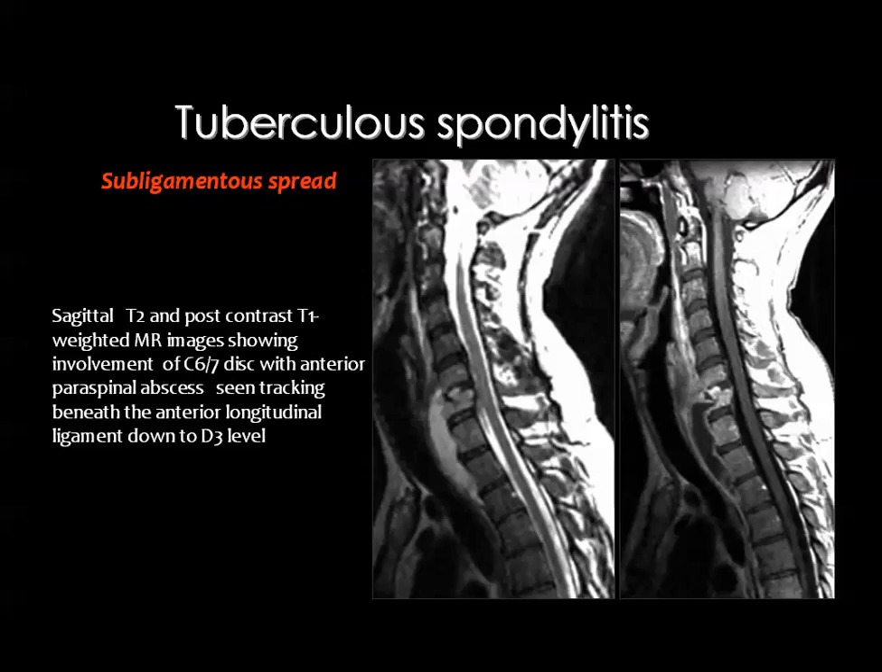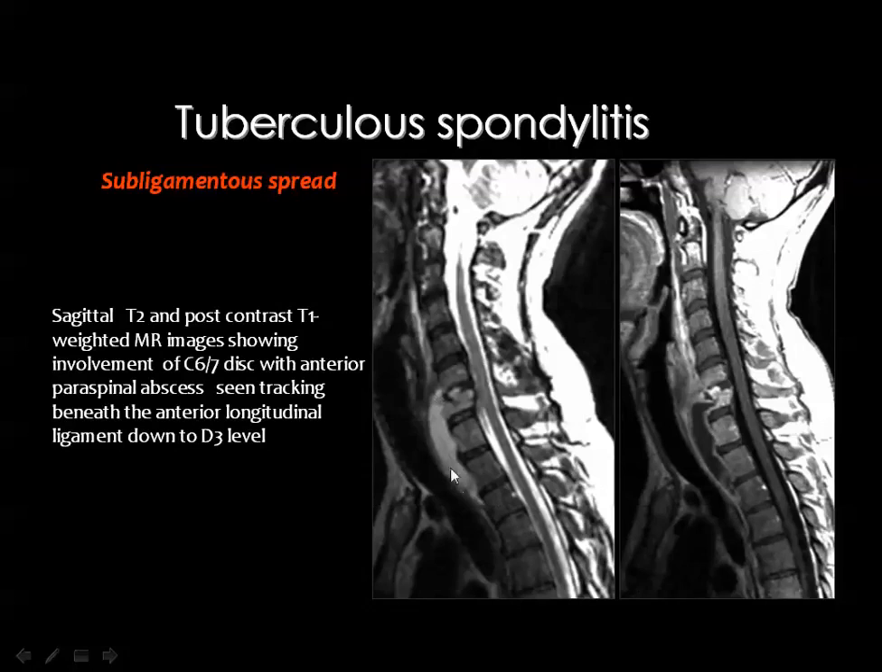Then one of the features of tuberculous spondylitis is the subligamentous spread of the inflammatory process. And here is a good example. There is a lesion at that level. This is C2, 3, 4, 5, 6, and 7. Then C6, 7, there is a tuberculous lesion or spondylodiscitis involving the disc as well as the vertebral body, and there is a prevertebral abscess which is extending underneath the anterior longitudinal ligament for a good distance below the level of the lesion.